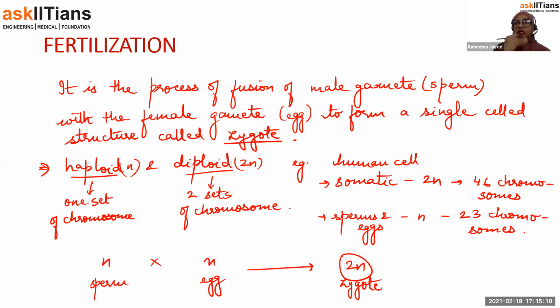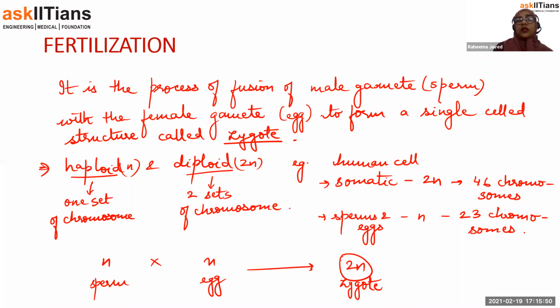Then multiple divisions take place in the zygote, and the single-cell zygote converts into a multicellular structure which is known as an embryo. The embryo forms while the zygote is coming down from the ampullary region towards the uterus. This cell division continuously takes place, and then finally the multicellular embryo gets fixed into the uterus, where further development of the embryo takes place. But that is something you will be asking in the next video.